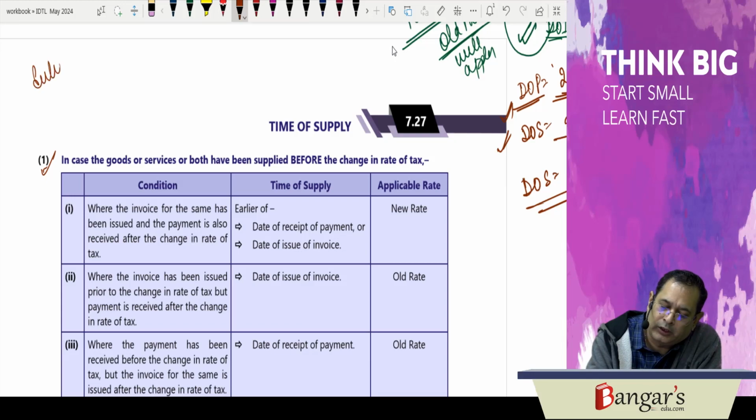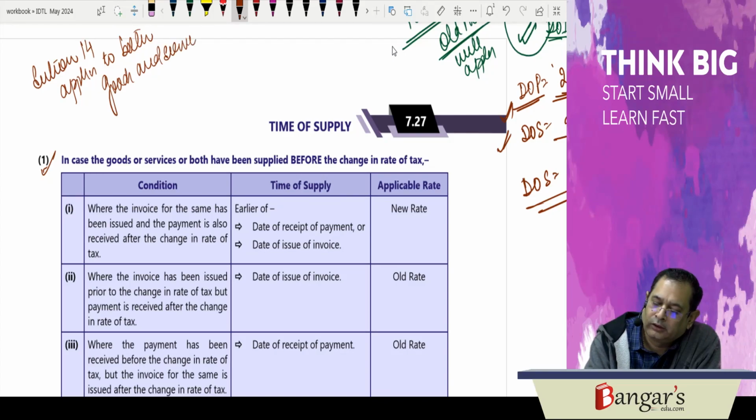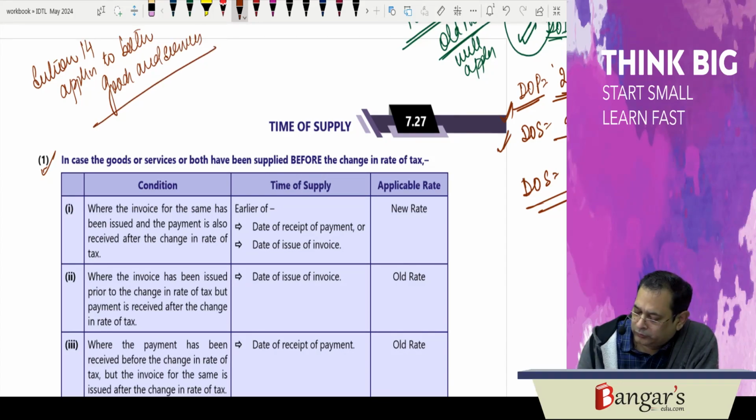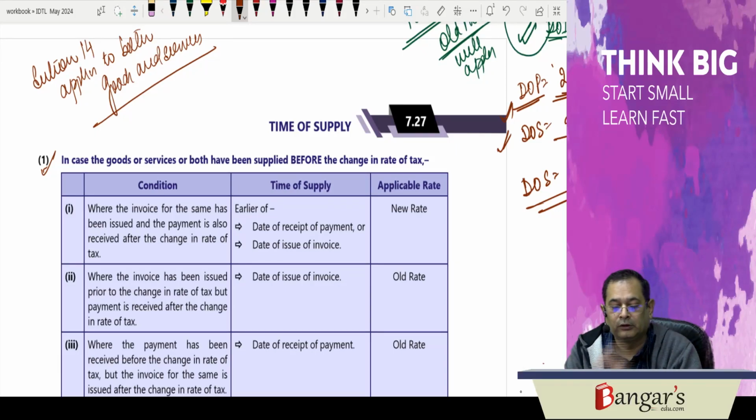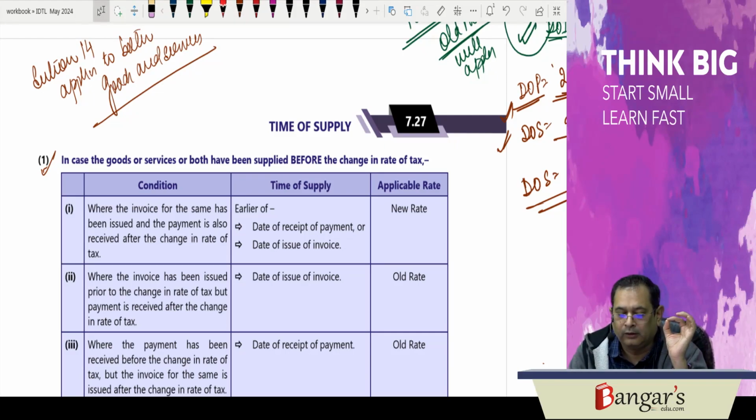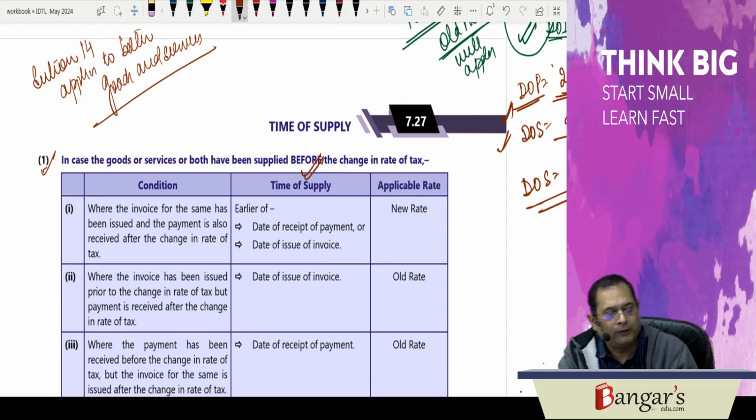Remember, section 14 applies to both goods and services. This section basically applies to both goods and services. So in case goods or services or both have been supplied before the change in rate of tax.